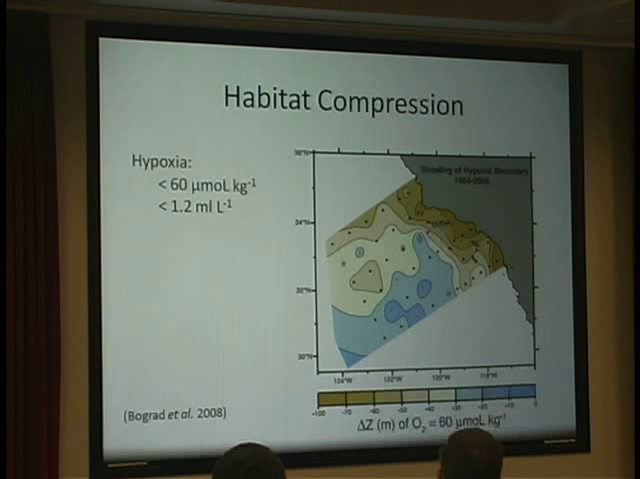And this is the shoaling of a boundary that is where of hypoxia. Below that, at deeper depths, it's less than 1.2 mils per liter oxygen. Above that, it's greater than that. And so this region in which it's habitable for fish, depending on what their sensitivity to oxygen is, is being slowly compressed due to the rising of this layer, or this boundary of low oxygen to high oxygen.